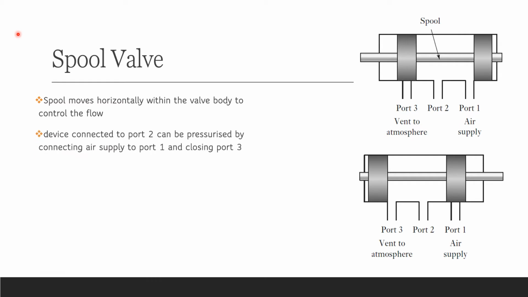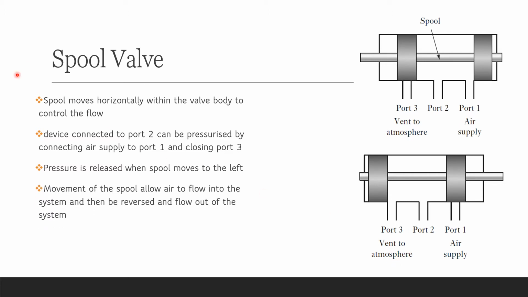So the device connected to port 2 can be pressurized by connecting the pressurized air supply to port 1, with port 3 already closed. Now once the position of the spool is shifted, the pressure is released. This is shown in the second figure: when the spool moves to the left, port 1, which was connected to the pressurized air supply, gets closed, port 2, which was connected to the device, is open, and port 3, which is the vent to the atmosphere, is open. So the pressurized air from the device can now escape via the vent to atmosphere.